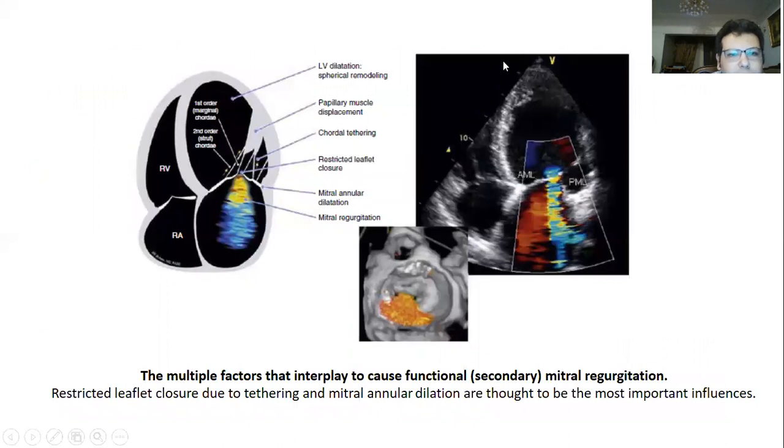The diagram shows the different mechanisms of secondary mitral regurgitation: left ventricular dilatation and spherical remodeling, papillary muscle displacement, chordal tethering, restricted leaflet closure, and mitral annular dilatation.